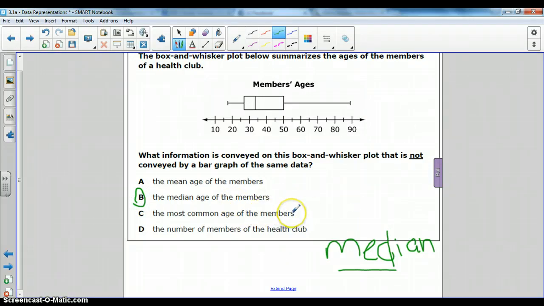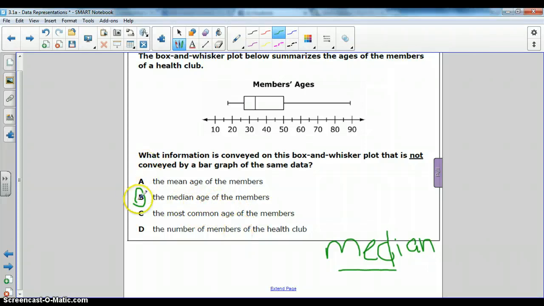Okay, the most common age, that would be from a stem and leaf plot. You could find the most common age, or the mode, the one that occurs most often, or the number of members of the health club. We have no idea the average age of the health club.